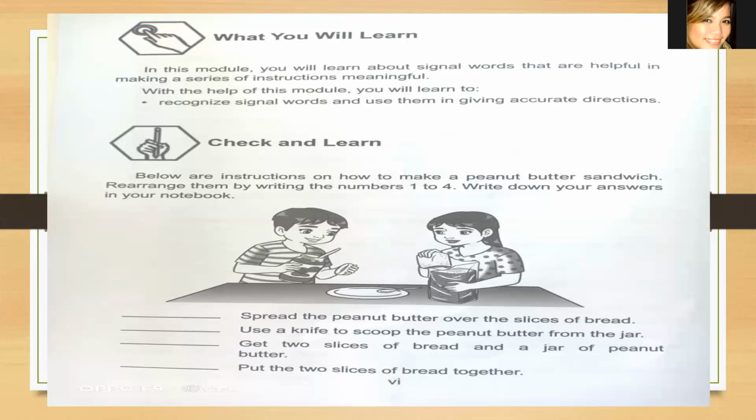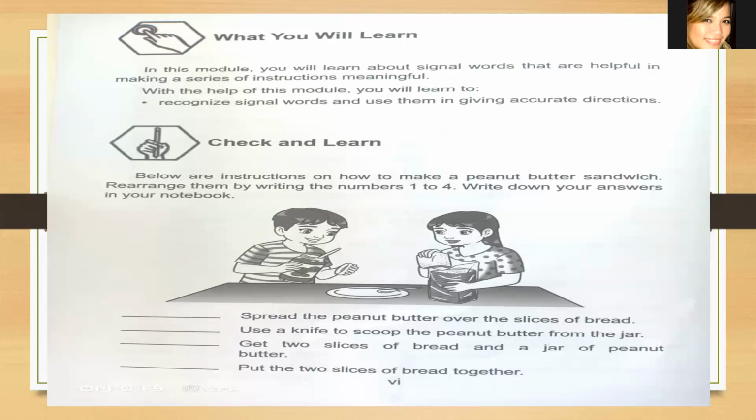Time's up, children. Okay, so let's try to see who among you were able to arrange the sentences into its correct sequence. Okay, so we have 1, 2, 3, 4 sentence. Which is your number 1?